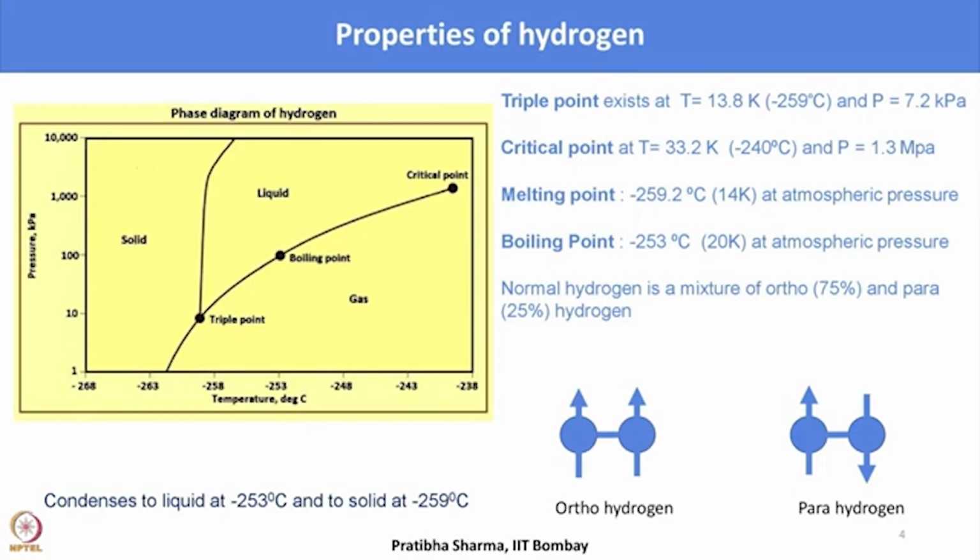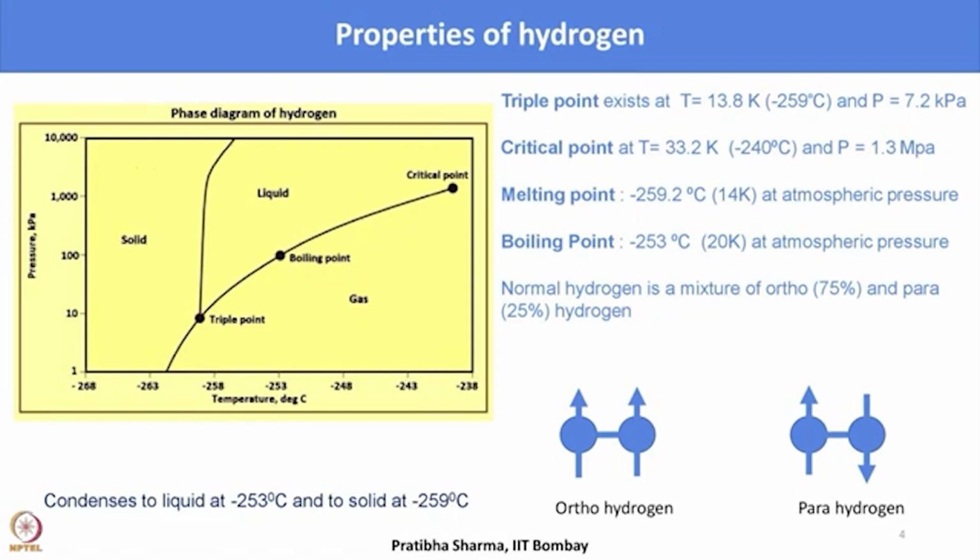Under normal conditions, liquid hydrogen is a mixture of ortho and para hydrogen. At NTP, this is a mix of 75% ortho hydrogen and 25% para hydrogen. The difference between these two forms of hydrogen is that the nuclear spins are parallel in the case of ortho hydrogen and anti-parallel in the case of para hydrogen.